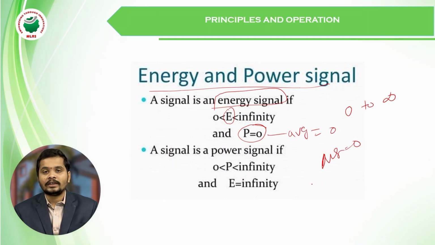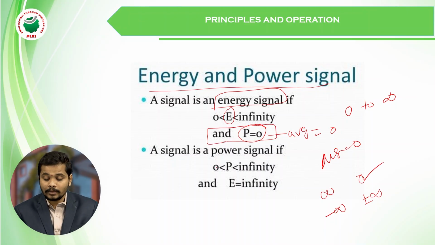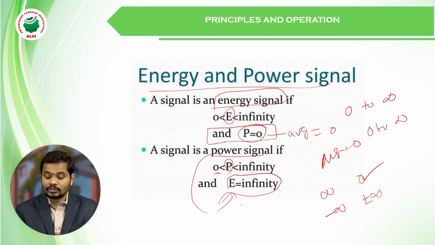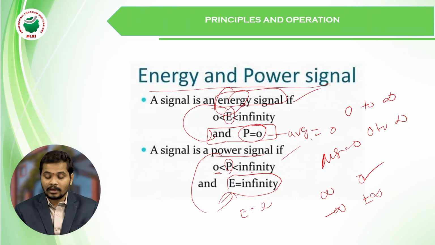So what is the power of an energy signal? They will give options like zero, infinity, minus infinity, and plus or minus infinity. At that time you have to choose zero, because the average power of an energy signal is zero. And coming to the power signal, the value of power lies between 0 and infinity, and the energy E is infinity. Remember, for the power signal, energy is infinity, but for the energy signal, the power is zero. That is the thing.